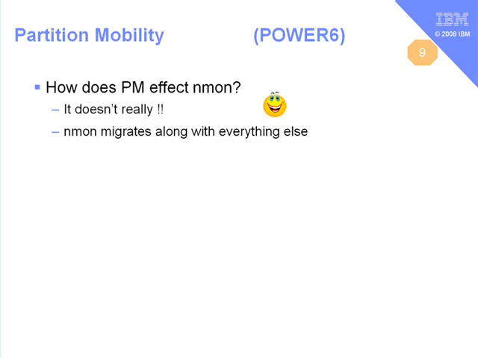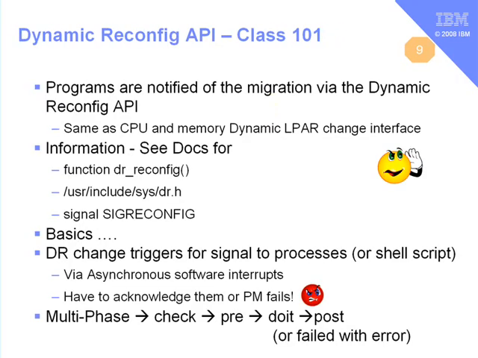But then we thought again, and we need to be able to capture when these things actually happened for performance reasons. We actually do that with this dynamic reconfiguration API. And I won't go into the details here, but you have to make a special system call and you look at the dr.h file, and then you can actually ask for signals to be sent to your process, in this case nmon, as we actually do this transition between the 2 machines. We actually get it a number of times.